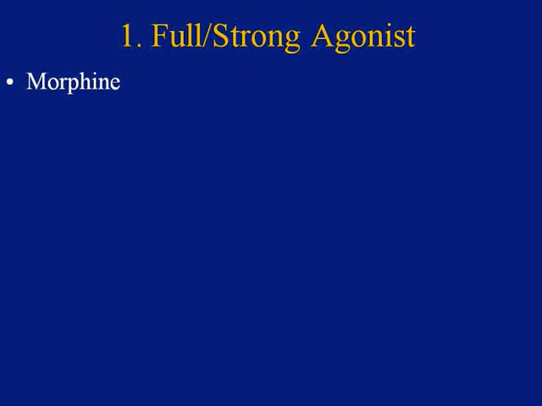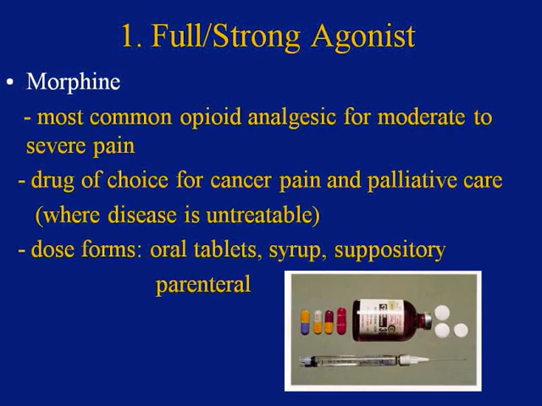Starting with the full or strong agonists, the first one is morphine. Morphine is probably the most important opiate you have in the hospital. It is the most common opiate analgesic and is used for moderate to severe pain. It is a drug of choice for cancer pain, which is often very serious and long term, in palliative care, where the patient cannot be healed and the pain is just present all the time. Morphine can be given orally, parenterally, as syrup, or as a suppository.